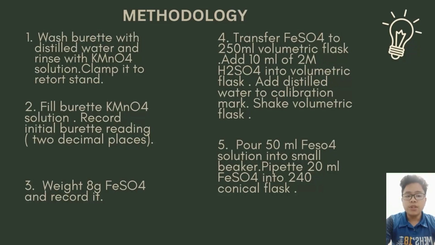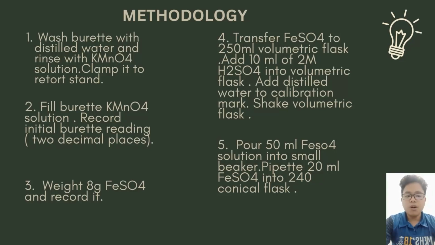Next, fill the burette with KMnO4 solution and record the initial burette reading. Next, weigh 8 grams of FeSO4 and record it. Then transfer the FeSO4 to a 250 ml volumetric flask. Add 10 ml of 2 molar H2SO4 into the volumetric flask. Add distilled water to the calibration mark and shake the volumetric flask.